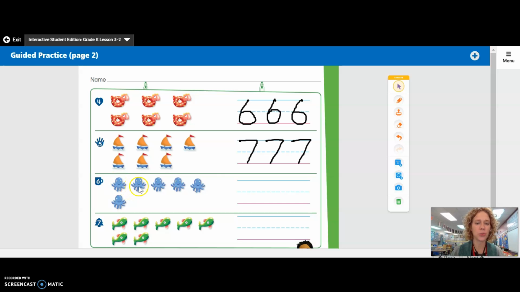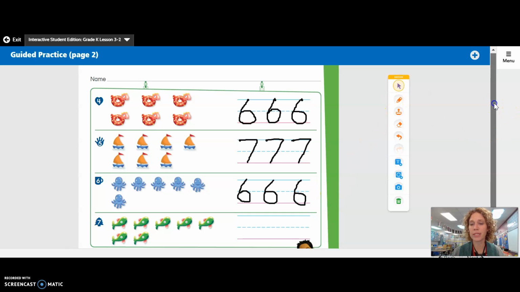1, 2, 3, 4, 5, 6. How many octopus do I have? 6. So I want to show 6 here. So I'm going to get my pencil out and I'm going to make 3 different 6s. Take your time. Do not be sloppy. See how I'm going slow and in control. I feel like I'm doing my best work. Wonderful. All right, let's keep going.